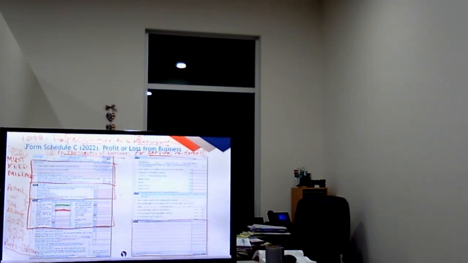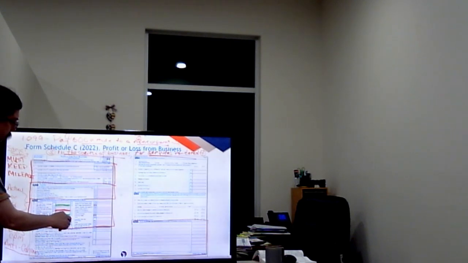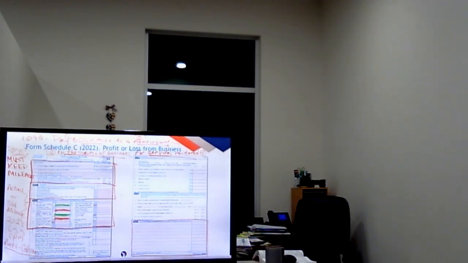Okay, depreciation I'll highlight. That'll be its own chapter: depreciation and the section 179 deduction. Employee benefit programs, this is pretty rare, but this is like 401ks and stuff.